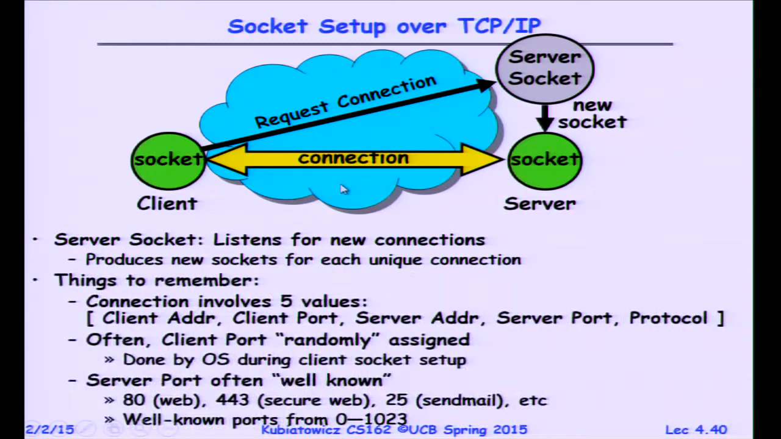And how is it unique? It's unique because it's got 5 unique values that make a tuple, make a connection unique. Okay, there's a client IP address, there's a client port, there's a server address, there's a server port, and there's a protocol. That is what makes the yellow thing unique.